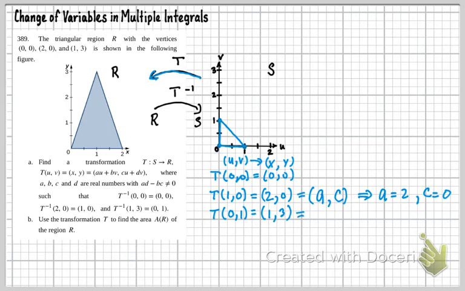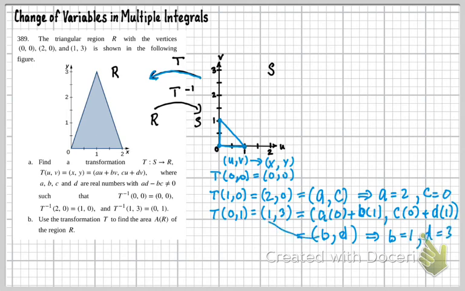Now let's take a look at the third one. This is going to be plugging in 0 for U and 1 for V. So that would be A times 0 plus B times 1, comma, and then C times 0 plus D times 1. This would result in (B, D). So this implies that B would equal 1 and D would equal 3. And that just follows from the same logic.